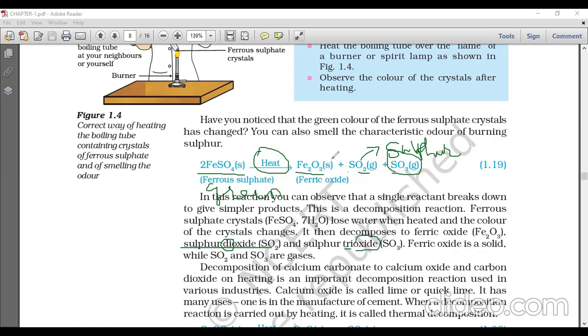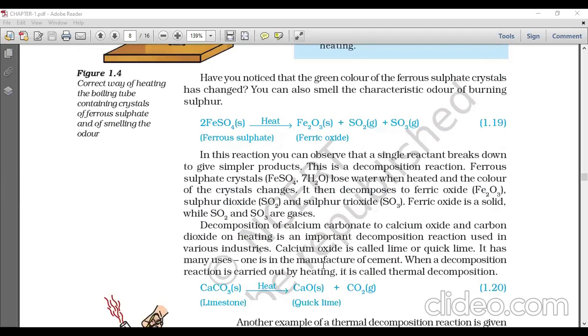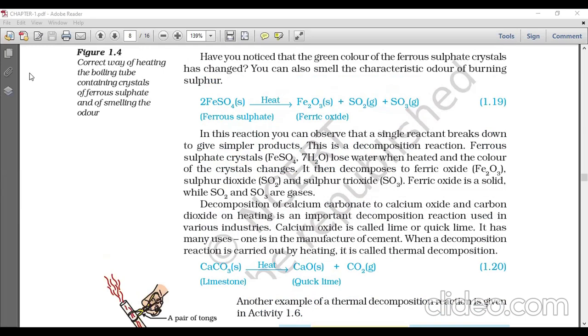Ferric oxide is a solid, brownish in color, and you see the crystals in the test tube, solid in state. It also gives sulfur dioxide and sulfur trioxide, which is the reason it gives a strong gas. We call it a pungent smell. Now you remember AB or ABC gives rise to A plus B plus C. Understood this hint?